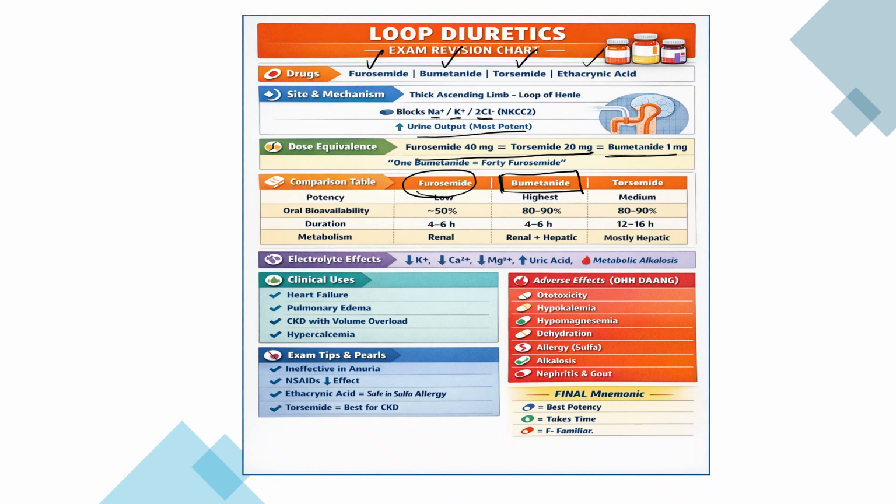In terms of duration, torsemide has the longest half-life, which is 12 to 16 hours. So it is commonly used in patients with chronic CHF and patients who have CKD also, because this drug is metabolized mostly by the liver.